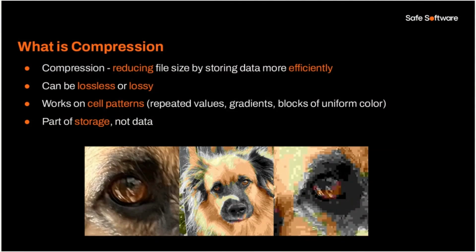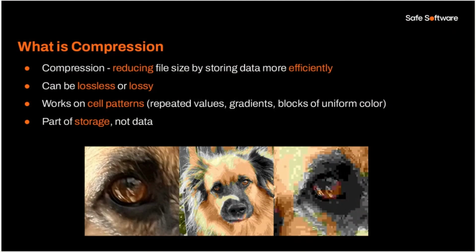If you have 100 red pixels that are the same color, instead of individually encoding them, compression would encode data line by line or by block. So instead of encoding red 100 times, red, red, red, you would say from this pixel to this pixel is red. It doesn't really affect the data, it only affects how we store it.